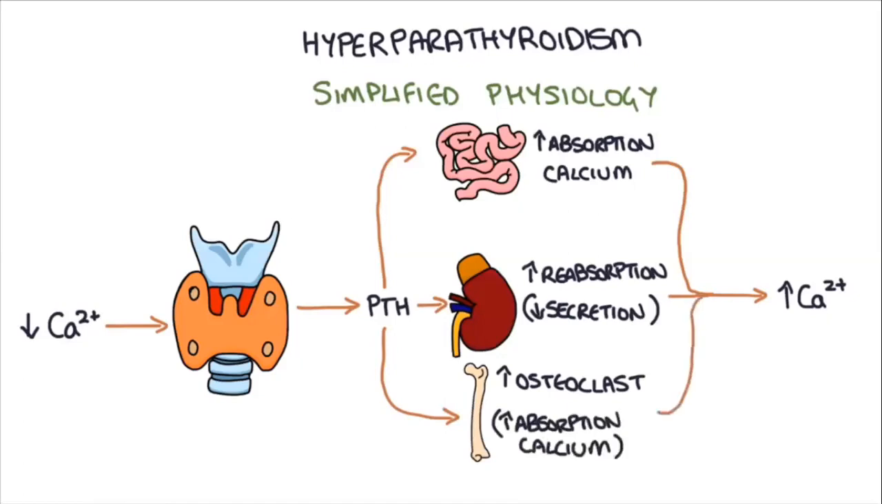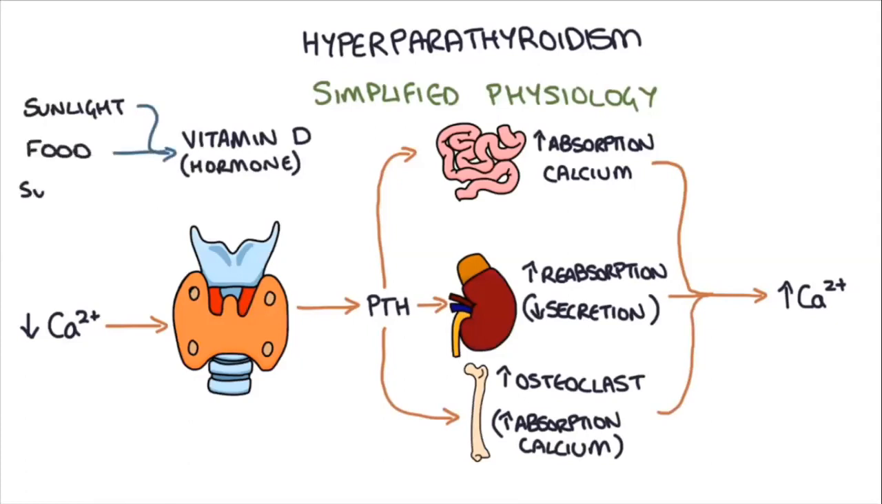The other player in the game is vitamin D, and vitamin D is a hormone that the body creates in response to sunlight, but it can also be obtained through food or supplementation. To simplify what vitamin D does, it acts on all of the processes that we talked about to increase absorption of calcium from the intestines, kidneys, and bones.